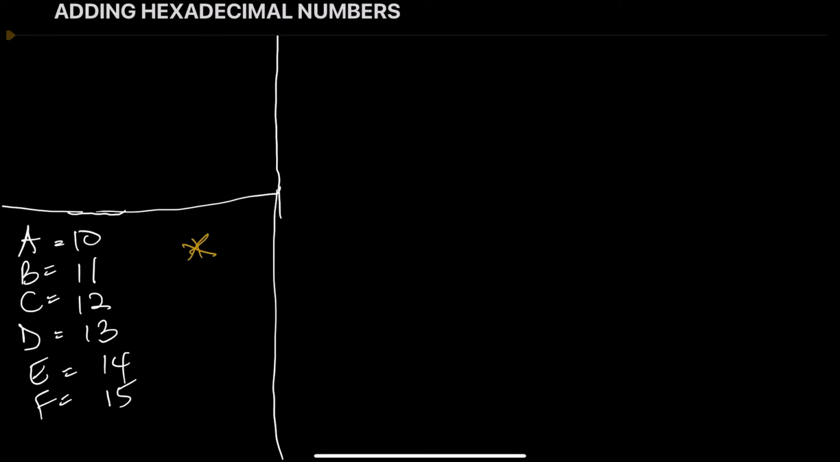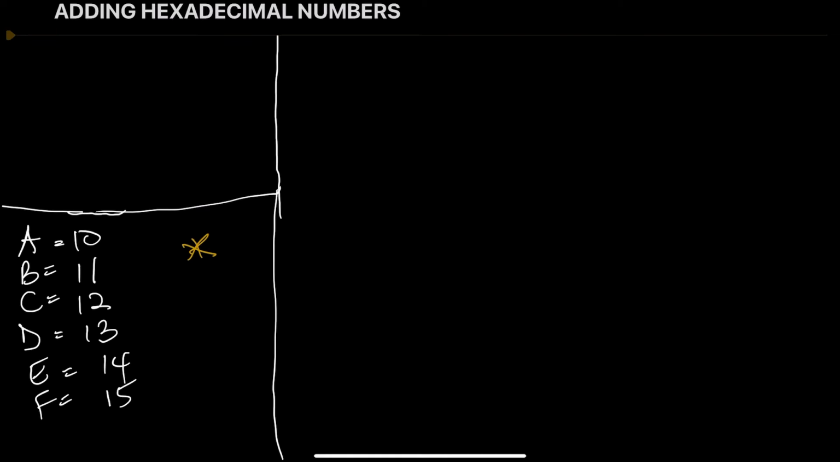Now, when we look at this section, we can see that A in hexadecimal represents 10, B represents 11, C 12, D 13, E 14, F 15. Now this key is very important in our computation of hexadecimals. So it helps us to keep track so that we don't lose focus of what we're doing, right?